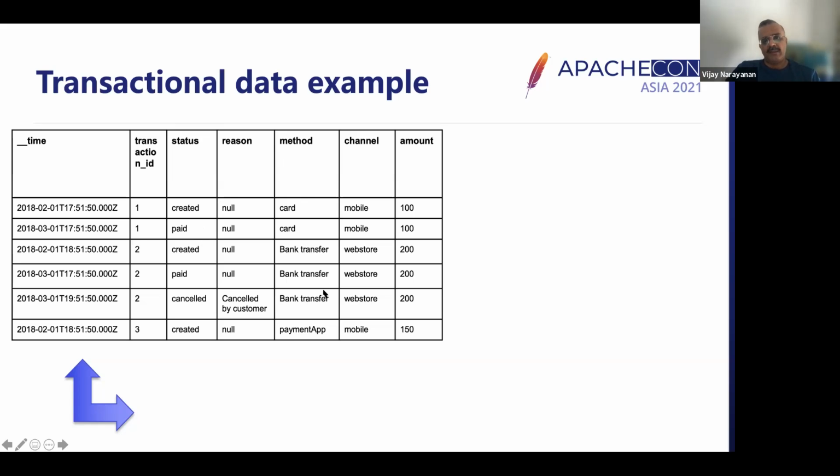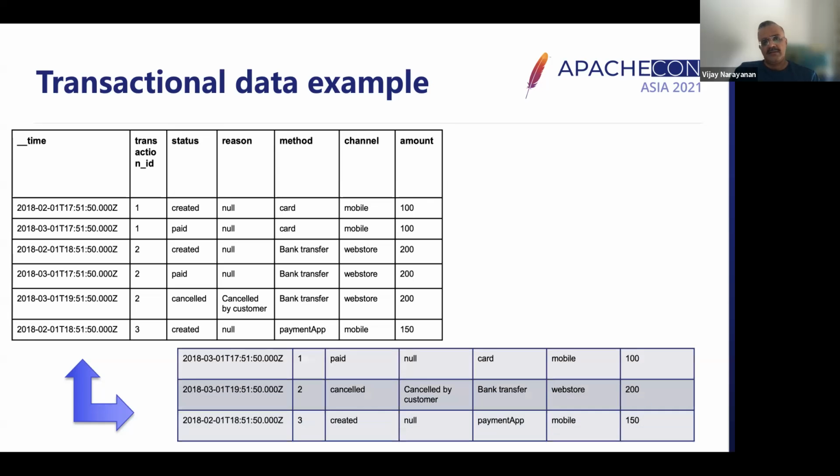And then there are methods of payment, and you could have a channel of payment and also the amount of payment. So this is a typical transactional data in retail finance, online retail finance type of situation. And in general, in traditional systems, this would have collapsed into this, because traditional systems would update the data based on a primary key, so that at any point, a particular transaction ID has essentially one record.